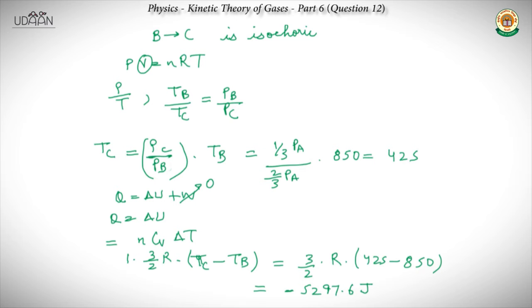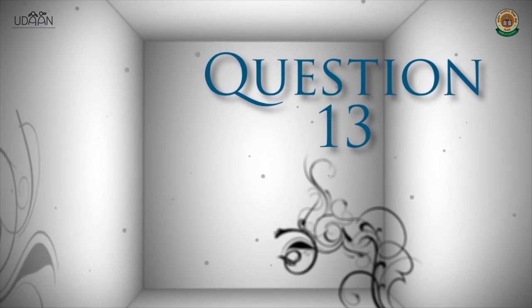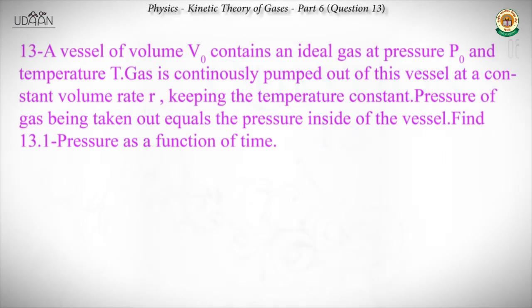So we'll move on to the next question now. Let's look at the 13th problem. A vessel of volume V0 contains an ideal gas at pressure P0 and temperature T. The gas is continuously pumped out of this vessel at a constant volume rate R, keeping the temperature constant. Pressure of gas being taken out equals the pressure inside of the vessel. The first part of the question is to find the pressure as a function of time.